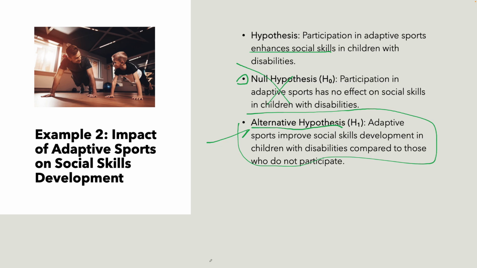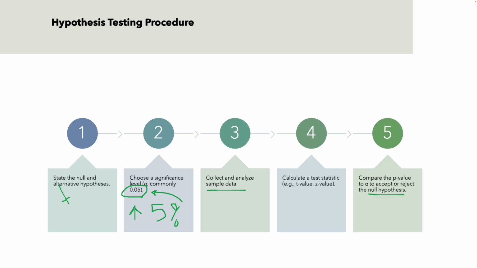So let's say we do a bunch of tests and our p-value is 1.7. That is an awful p-value. And that means that, you know what, there probably is no difference between participating in adaptive sports. It doesn't really enhance the social skills of children with disability. So then we have to accept the null hypothesis. We have to say, you know what, there really is no difference here. And you guys will see that in a lot of the papers that you're reading.